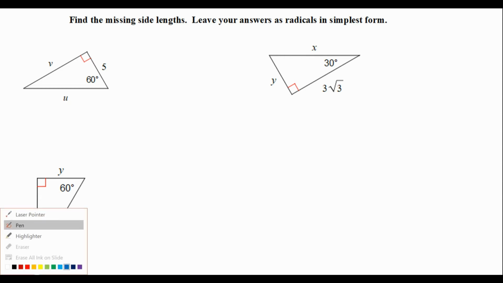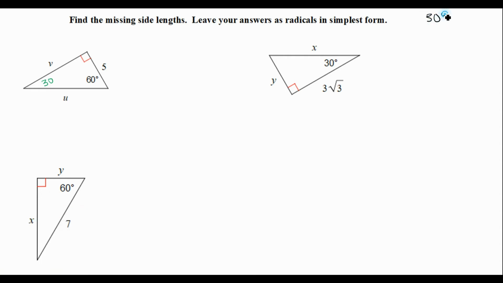Now we can apply these properties like we did with 45, 45, 90 triangles to solve. For this one, this missing angle is 30, and we know that across from the 30-degree angle is x, because again our general relationships are across from 30 degrees is x, across from 60 is x root 3, and across from 90 is 2x.